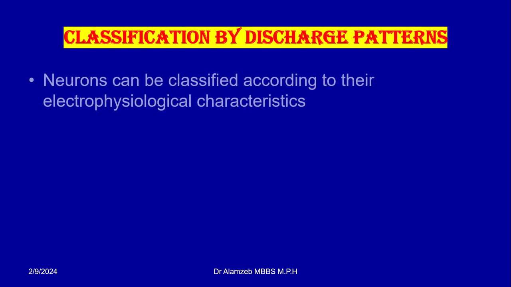Classification by discharge pattern. Neurons can be classified according to their electrophysiological characteristics.